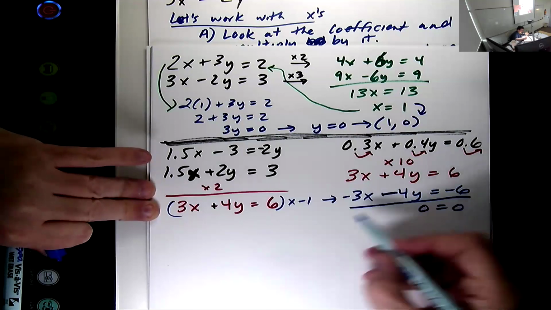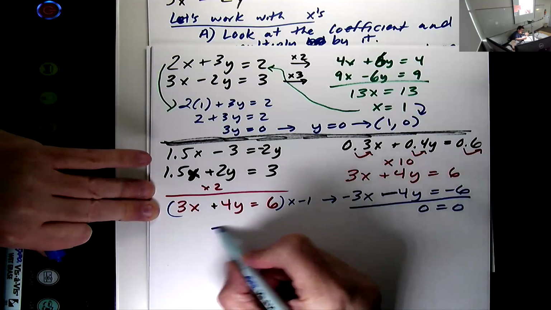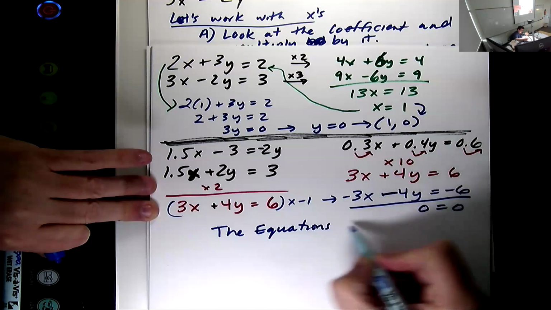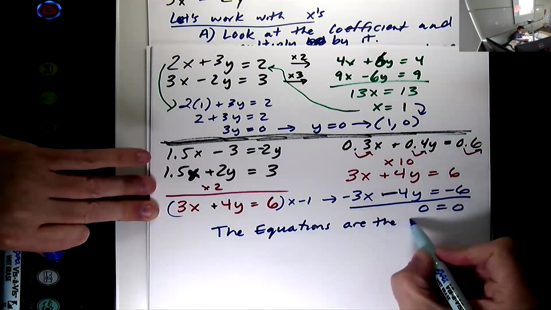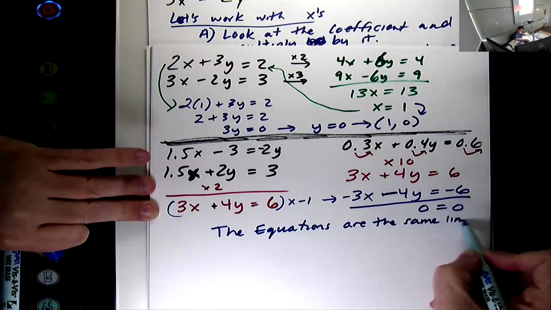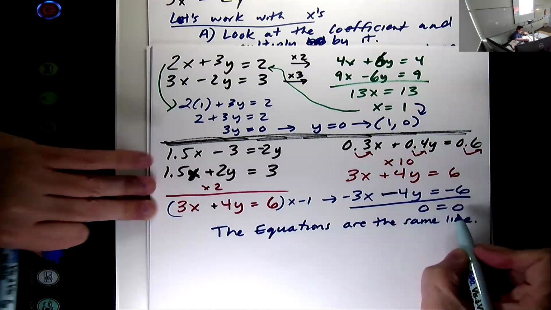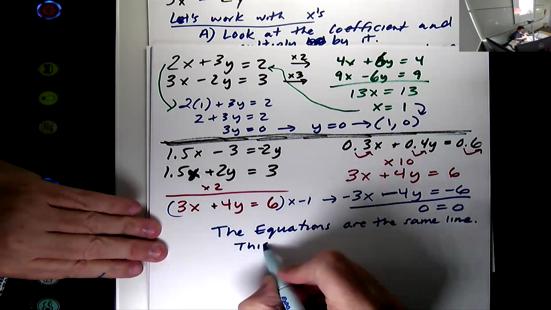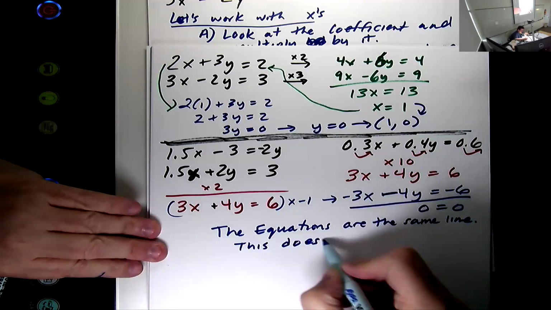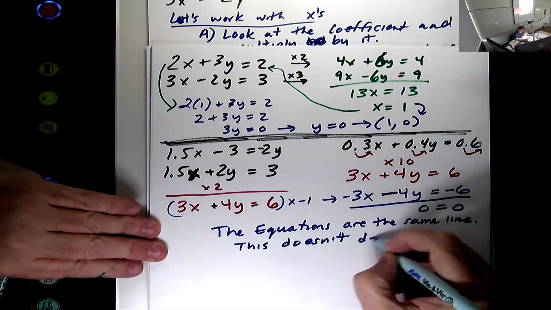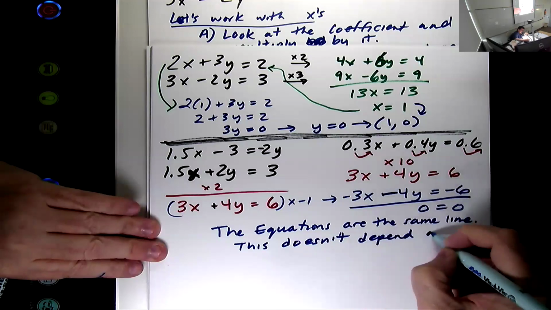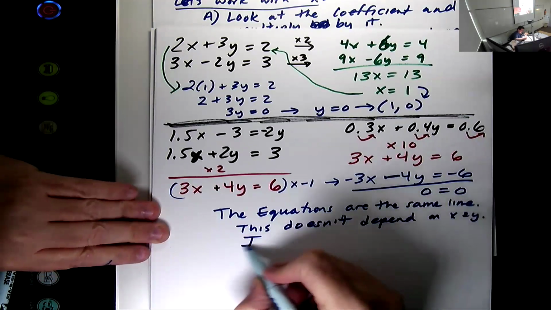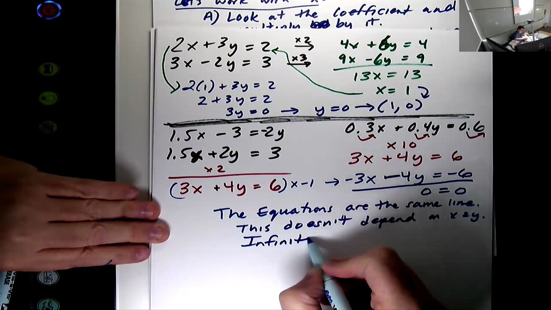So this happens when the equations are the same line. I don't have x or y in the answer anymore, which means this doesn't depend on x in relation to y as much. This has infinite solutions along the line. They're the same line.